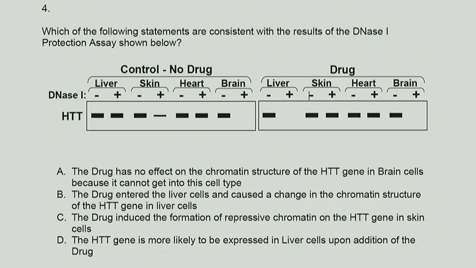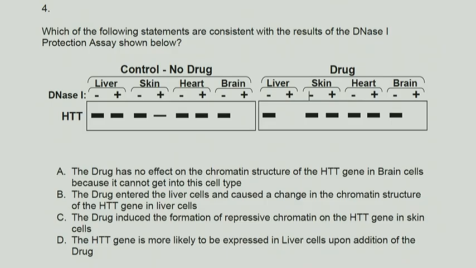Okay, so if the drug entered the liver cell and caused a change, does the drug enter the liver cells and cause a change in the chromatin structure of the gene in liver cells? So yes, we add drug and suddenly liver goes from heterochromatin to euchromatin, right? We've opened up that chromatin, we've made that gene unprotected, in euchromatin in the liver cells.